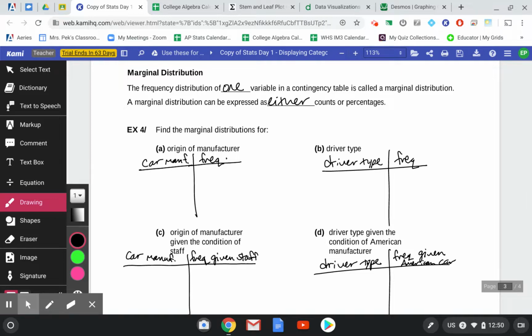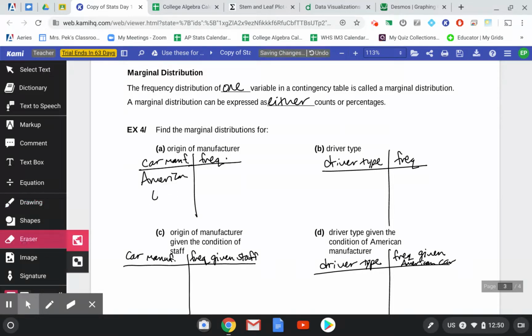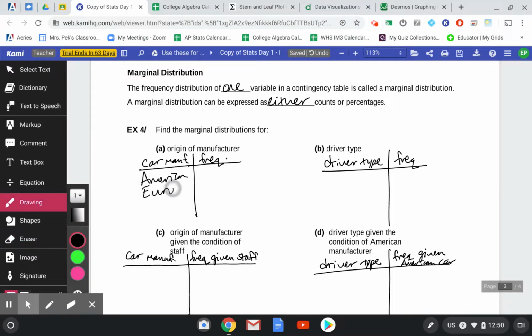So my one category is going to be car manufacturer, which means I'm going to have American cars, European, whoa, my pen is having issues, sorry. European and Asian cars. And then this is actually the same table that we had at the very beginning.